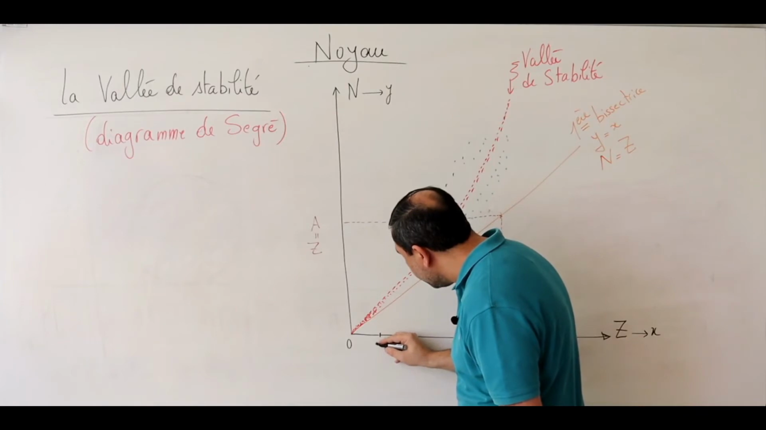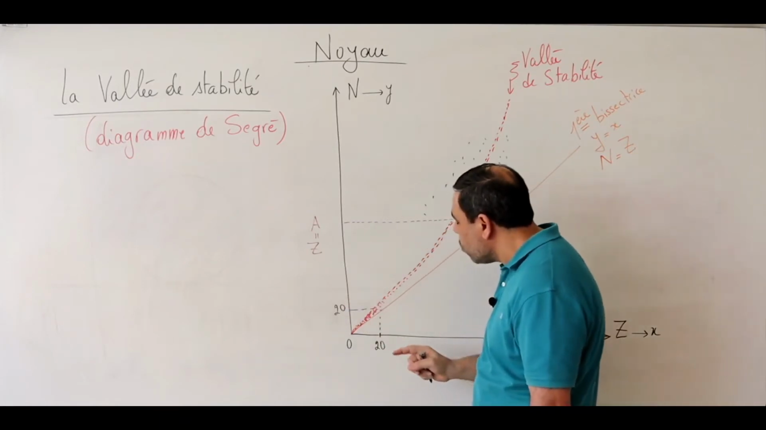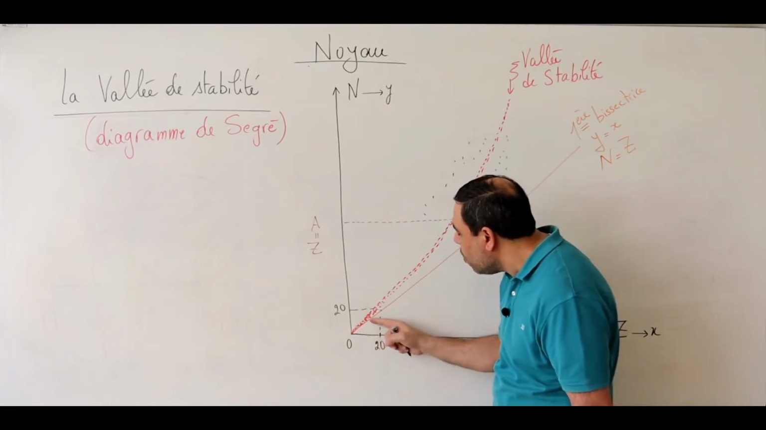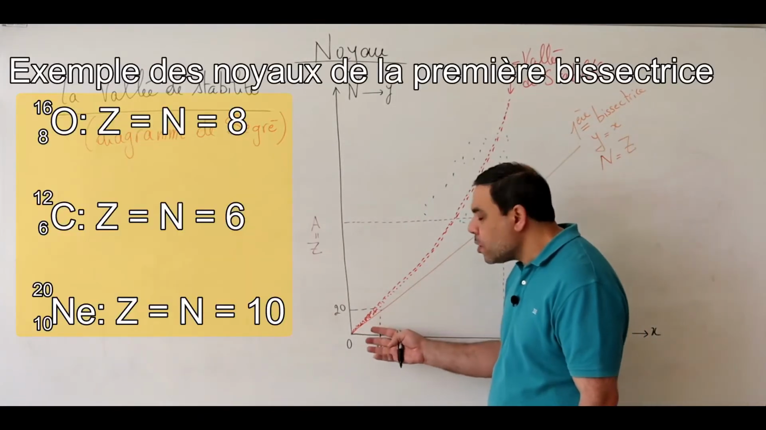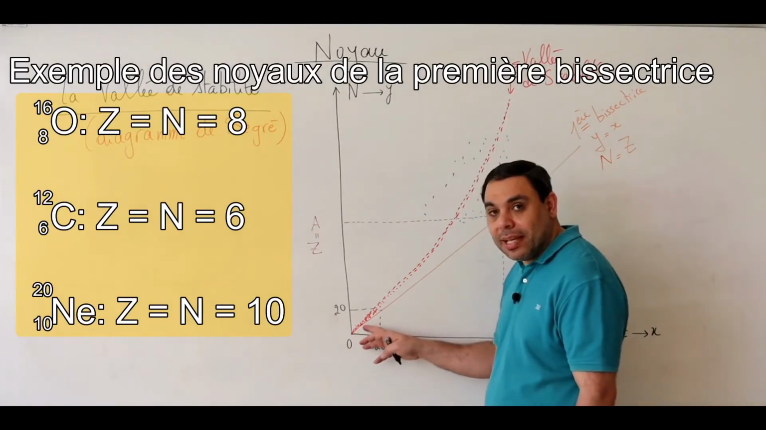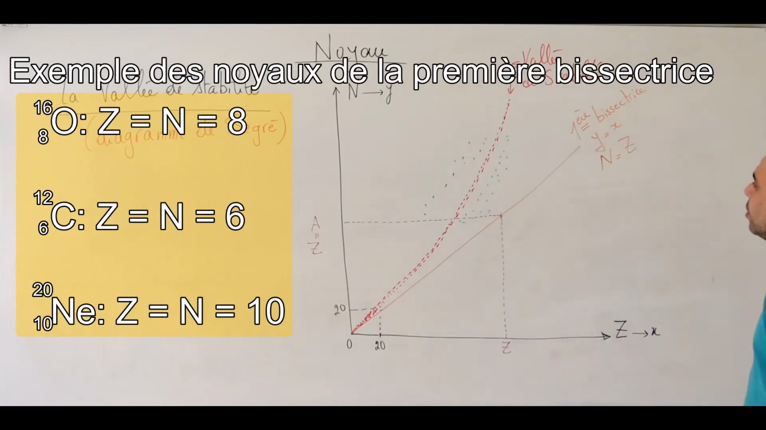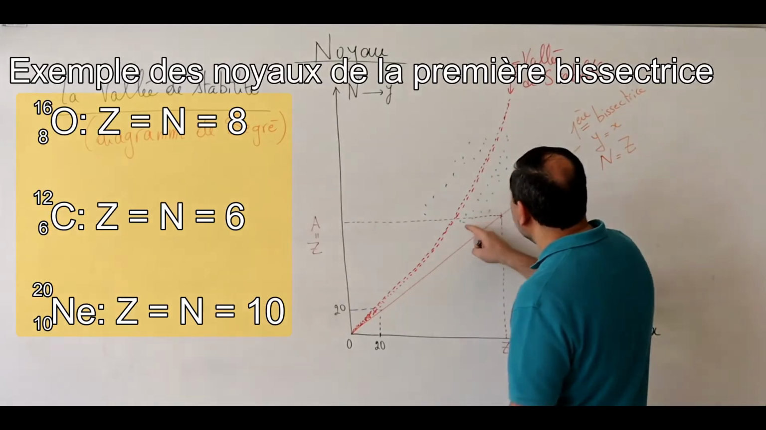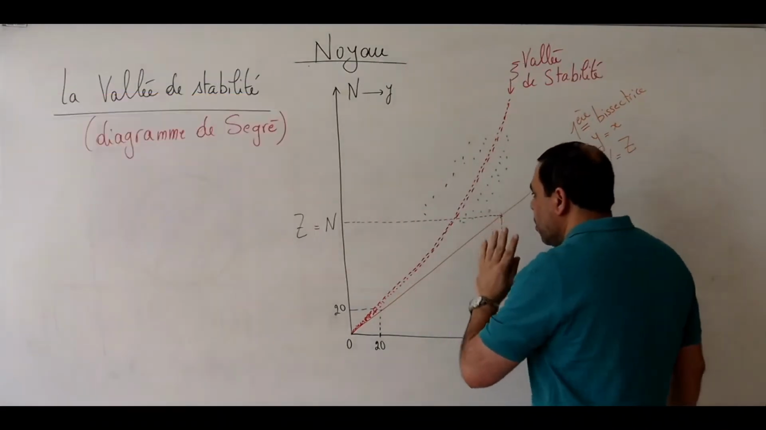We notice that when Z is less than 20, the valley of stability is very close to the first bisector, sometimes confounded with it. We also notice that the stable nuclei corresponding to Z less than 20 are on the first bisector or just above it. We notice that all the nuclei are found on this side of the first bisector.